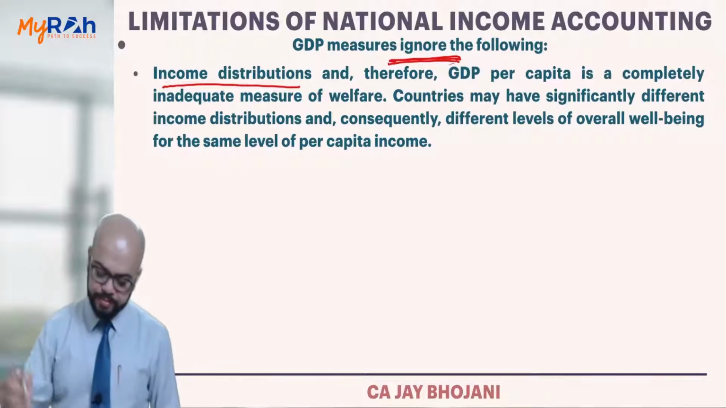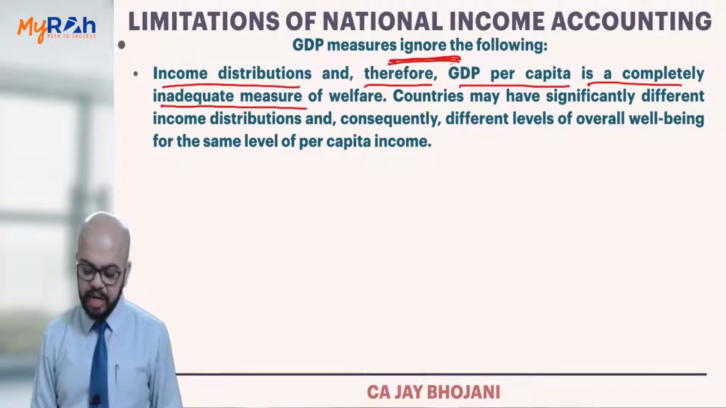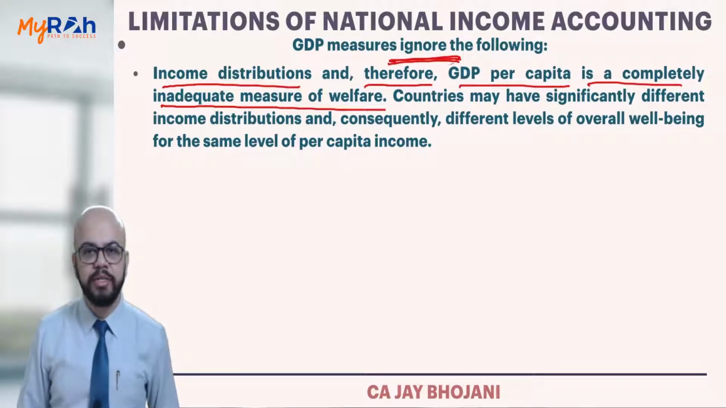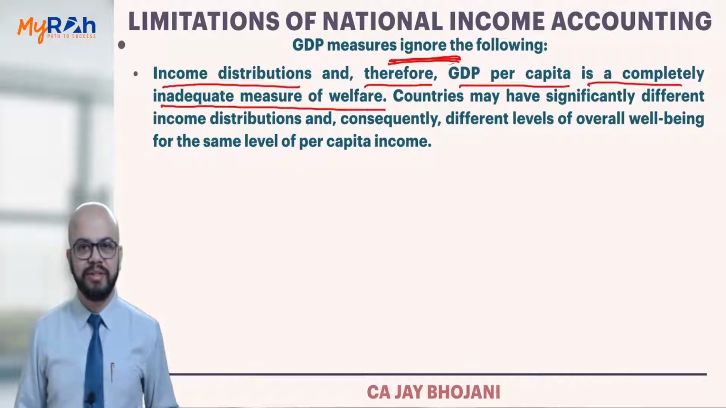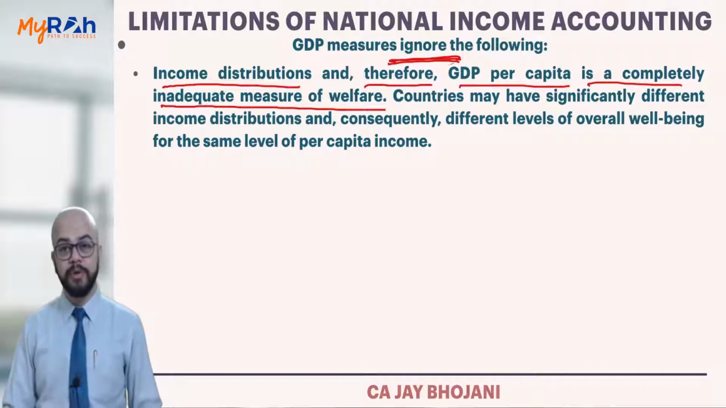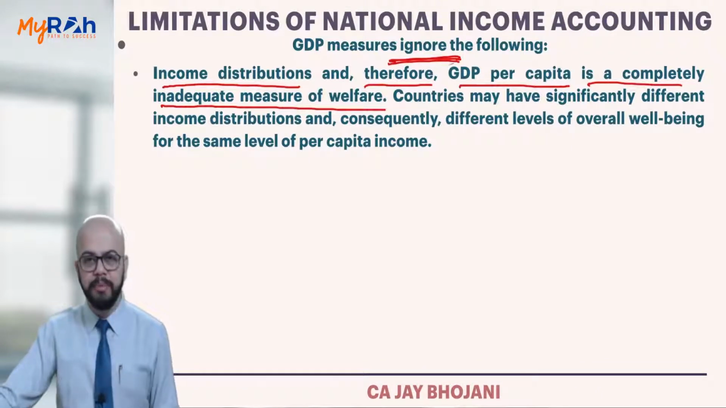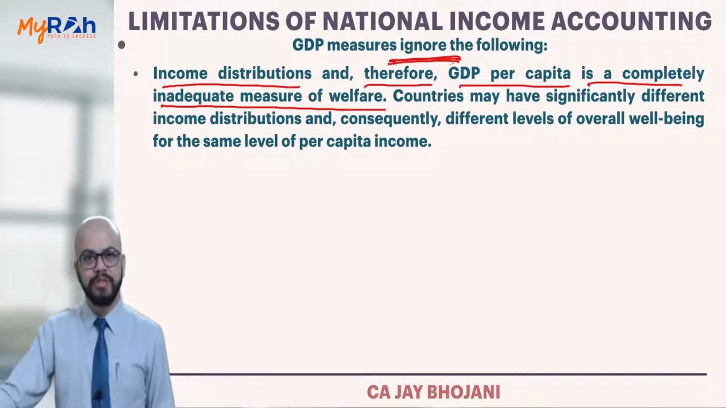Okay, see. So GDP ignores the income distributions, and therefore GDP per capita is a completely inadequate measure of welfare. Sir, per capita income tells us the distribution, right? No dear. Per capita income is only an average. How can per capita income give you the distribution of income? If I tell you that the per capita income of India is, for example, 50,000 rupees, what do you mean by that? That each individual in India every year earns 50,000 rupees.